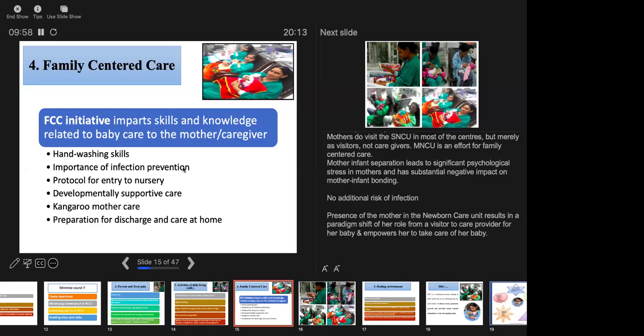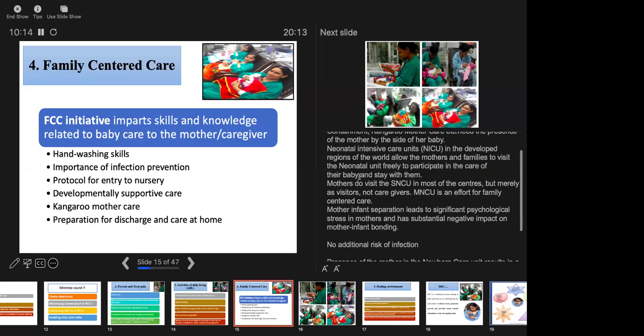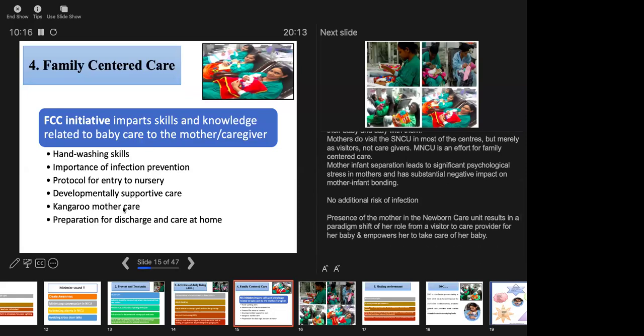prevention should be taught at the beginning itself, at the time of admission itself. And the protocol for entry into the nursery, where she should come, where she should change the dress, where hand washing has to be done. Whatever protocol is there in the individual nursery, it has to be told to the mother. The developmental supportive care measures, which we discussed just now, have to be told. And also the importance of kangaroo mother care should be taught, and kangaroo mother care should be initiated.